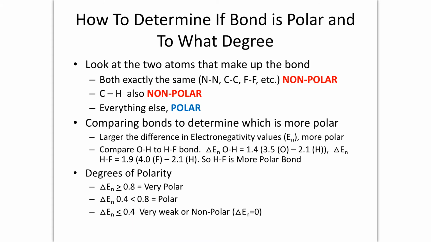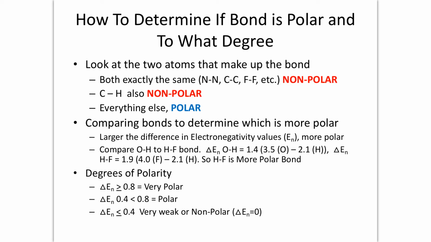Okay, now that we know what a polar bond is, how do we determine whether or not a bond is polar, and to what degree? There are only two cases where you have a nonpolar bond. Case one, when both atoms are exactly the same. When they're both exactly the same, nitrogen bonded to nitrogen, carbon bonded to carbon, oxygen to oxygen, fluorine to fluorine, etc., the bond by definition is nonpolar. There is no electron shift because both atoms are pulling the electrons equally.